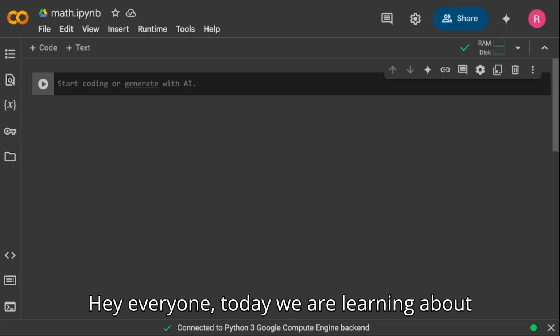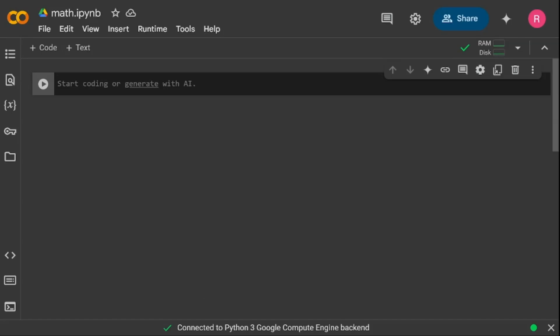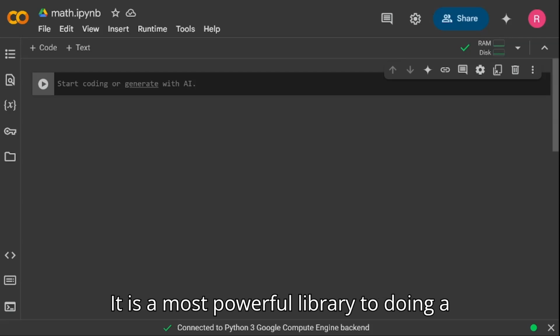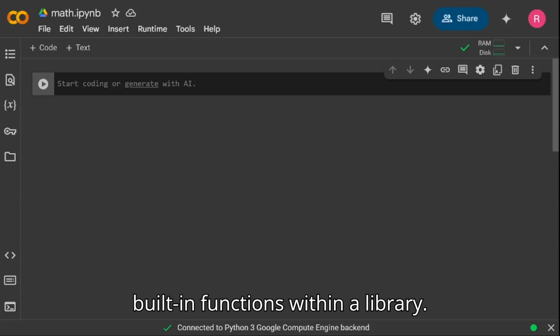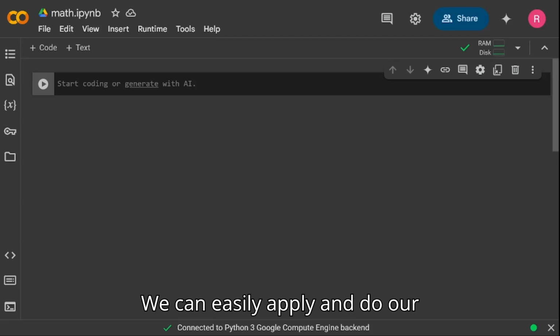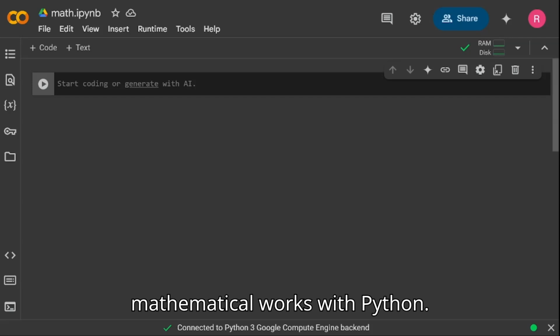Hey everyone, today we are learning about the Python built-in math library. It is a most powerful library for doing mathematical operations. It provides built-in functions within the library. We can easily apply and do our mathematical work with Python.